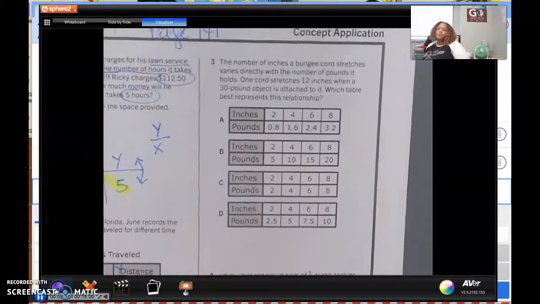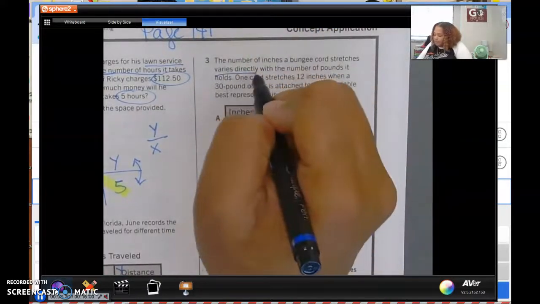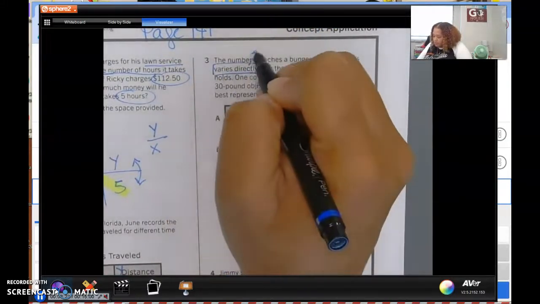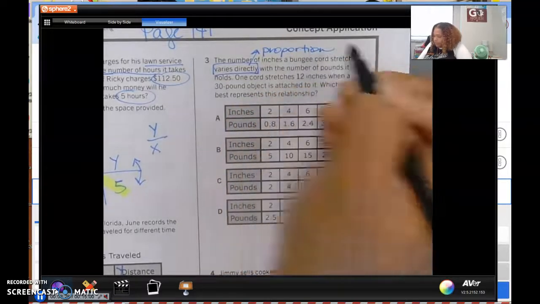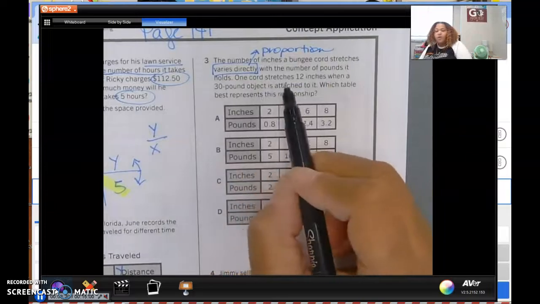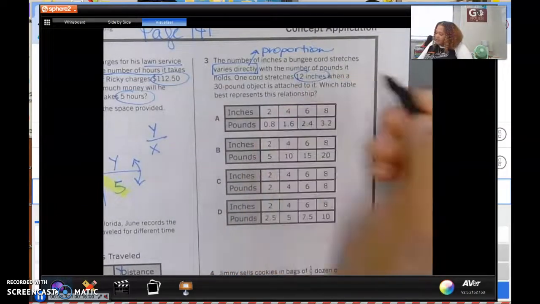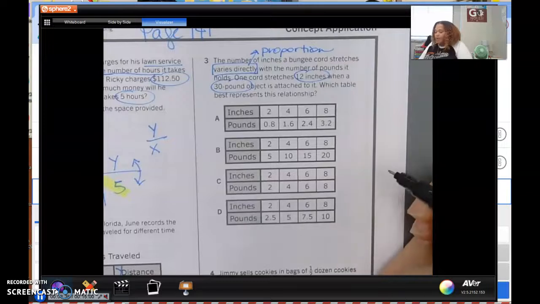Number 3, the number of inches a bungee cord stretches varies directly with the number of pounds it holds. That means I need a proportion. One cord stretches 12 inches when a 30-pound object is attached to it. Which table best represents this relationship?